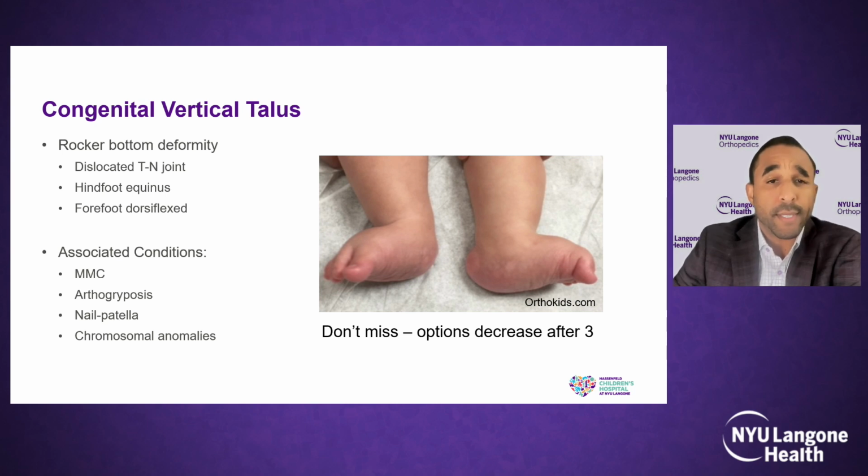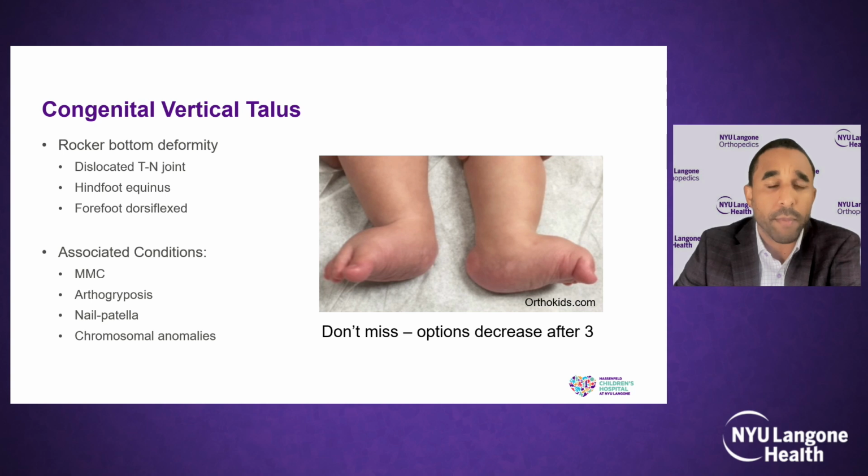Congenital vertical talus, another bad actor. These are what you'll see a little bit earlier in life. But this is a rigid deformity. This is a rocker bottom deformity. You have a dislocated joint through the talonavicular joint, but it's fixed. And so this is one of those, a flat foot that just is not going to come back and is not flexible. So check the feet.